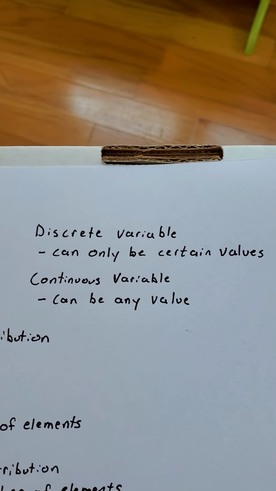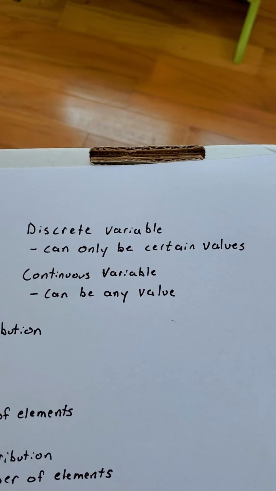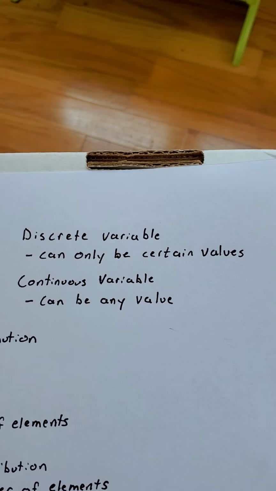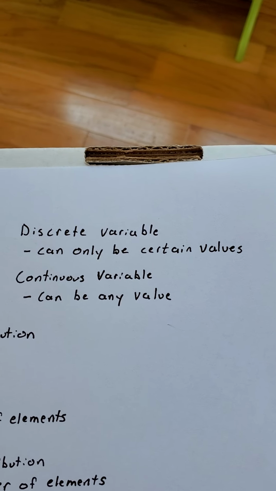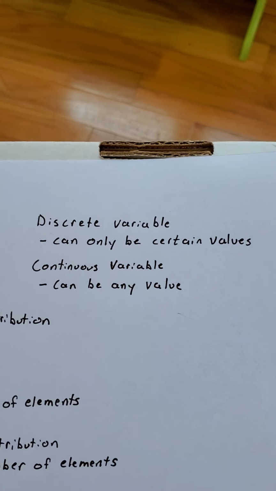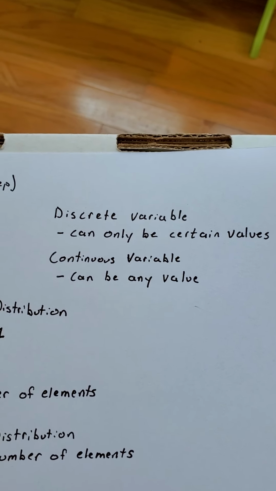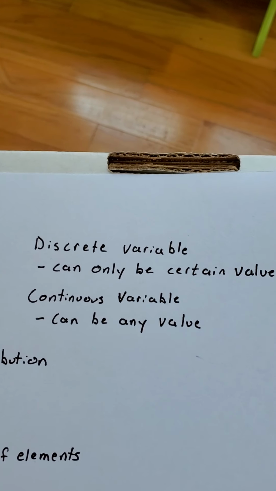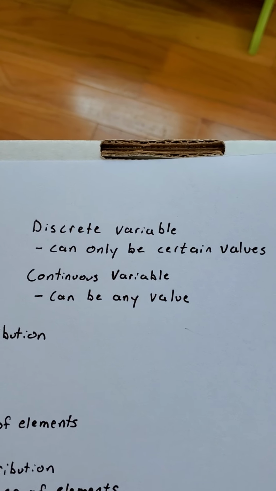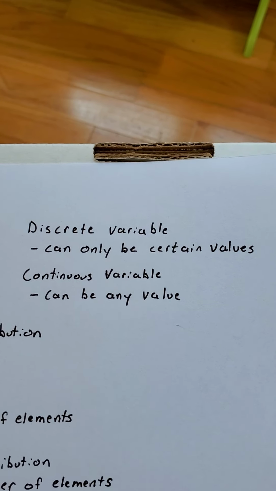A continuous variable can be any value. So, for example, any real number between 0 and 1. An example of a real number between 0 and 1 could be 0.1, or it could be 0.4756238. So you can see there's a lot of numbers between 0 and 1, and it can be any of those values. It doesn't have to be a set number of them. So that's the difference between a discrete variable and a continuous variable. A discrete variable has a set number of possible outcomes. A continuous variable does not have a set number of possible outcomes.